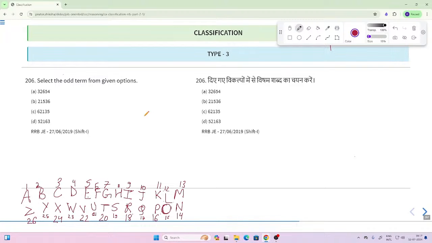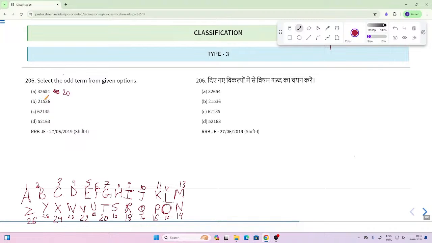Select the odd term from the given numbers. 32,654, 21,536, 62,135, 52,163. Nothing seems to jump out at me once. So what I would do in this case is maybe I don't know any squares and they don't expect us to know if these are cube or not. So maybe add the numbers: 5, 11, 4, 19, 20. This is about 20. 5, 5 and 6, 11, 11 and 16 and 4, 20.